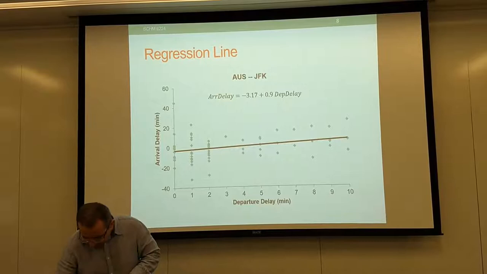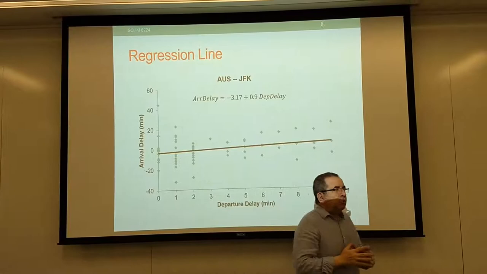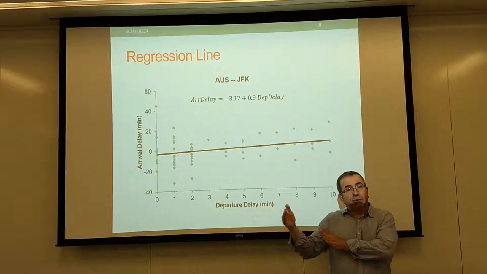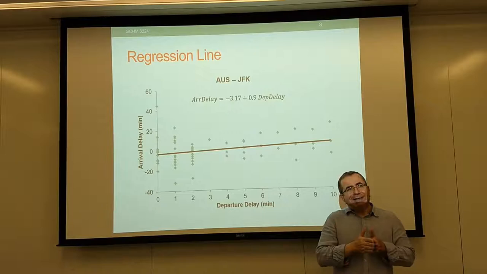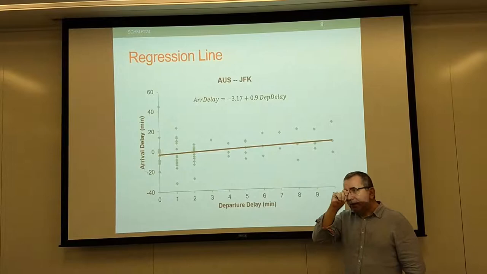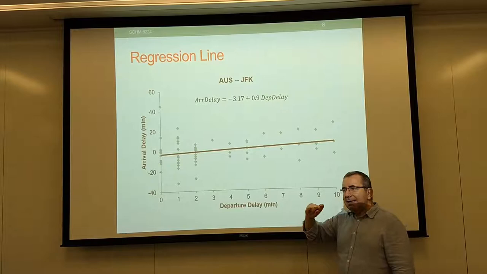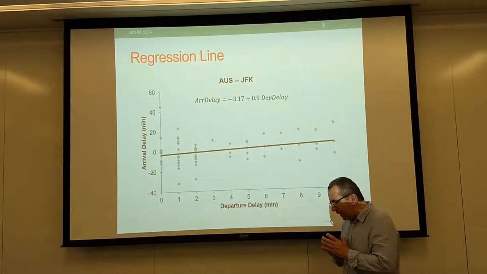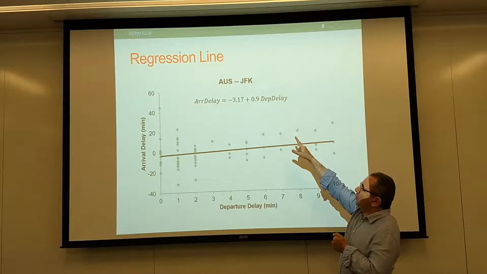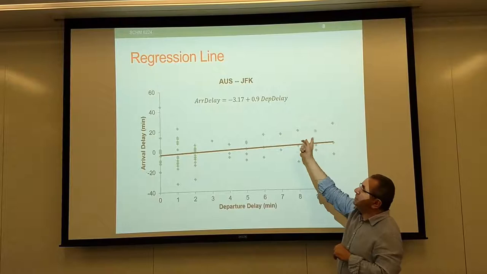Now, 0.9. So if a flight departs 1 minute late, will it also arrive 1 minute late? Okay, if a flight departs, let's say, 10 minutes late, will it arrive 10 minutes late? The regression equation says no, okay? So the departure delay is not proportionally reflected in the arrival delay, and the pilots will make up some time on the flight, and only 90% of the departure delay will be reflected in the arrival delay.